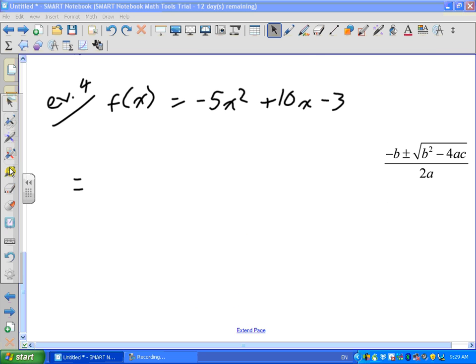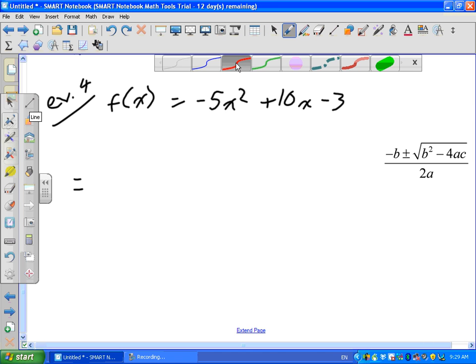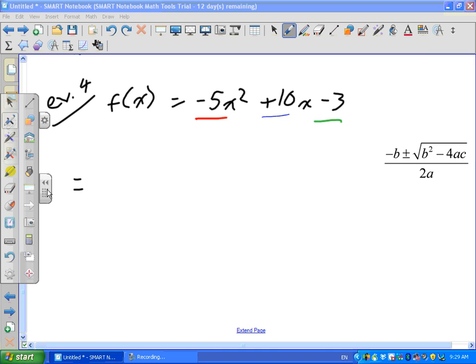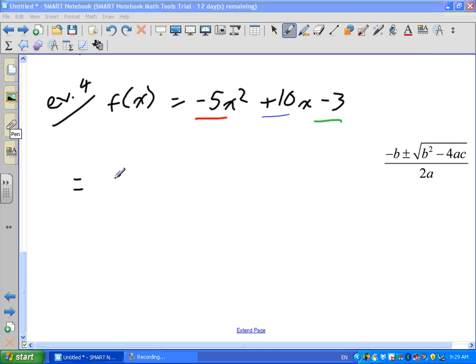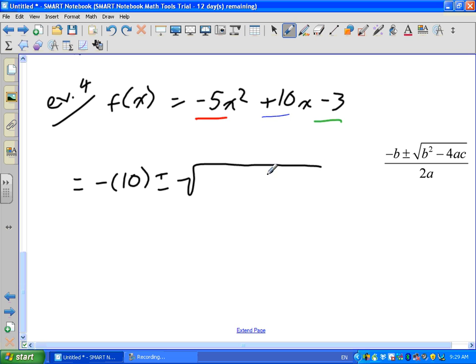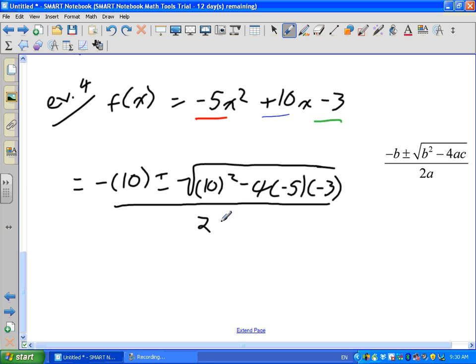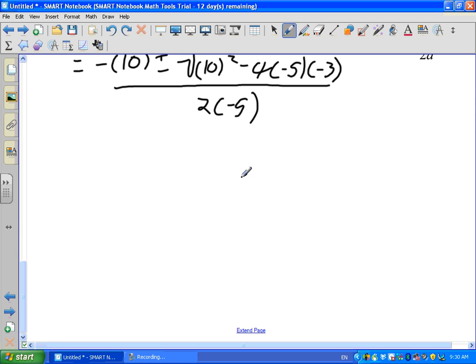So in this question, our A, B, and C are laid out. I'm going to quickly put in the quadratic formula just for argument's sake. So negative B is negative 10 plus or minus, once again, 10 squared minus 4, A is negative 5, C is negative 3, all above 2 times negative 5.